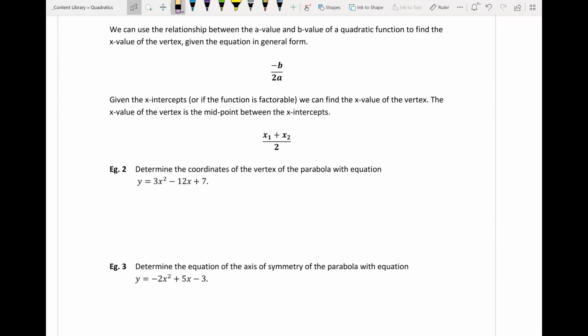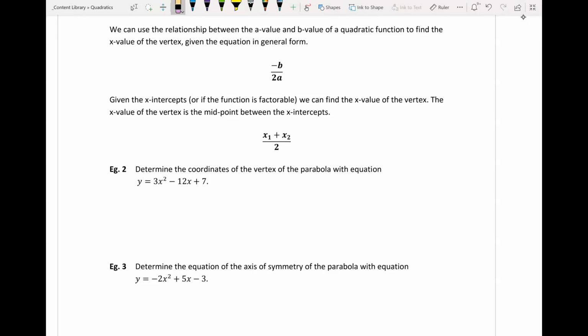We could also use the relationship between the a and the b value of our quadratic to find the x value of the vertex given our equation in general form. Also, given your x-intercepts, you can also find the x value of the vertex. And the x value of the vertex is the midpoint between the two intercepts. So you'll do x1 plus x2 divided by 2. So in these following examples, we're going to utilize those two pieces of information.